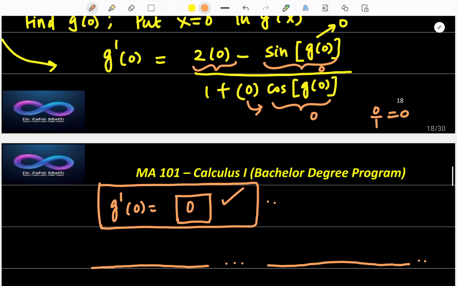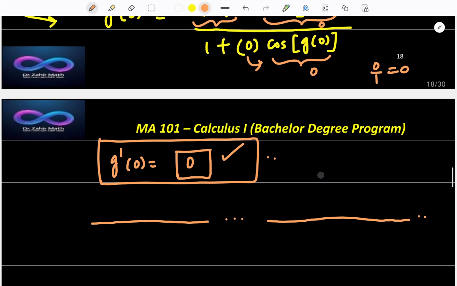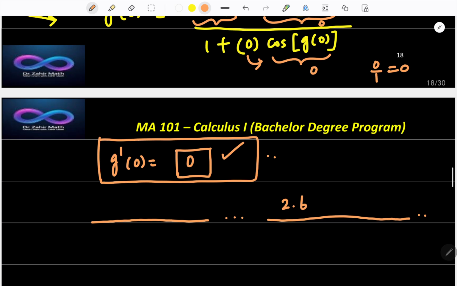So this finishes your exercise 2.6, which is implicit differentiation. Clear, all of you? Right. So keep in your mind, we are doing implicit differentiation. So this completes the basic idea of implicit differentiation. In the next video, we will go to the next exercise, which is 2.6, right?